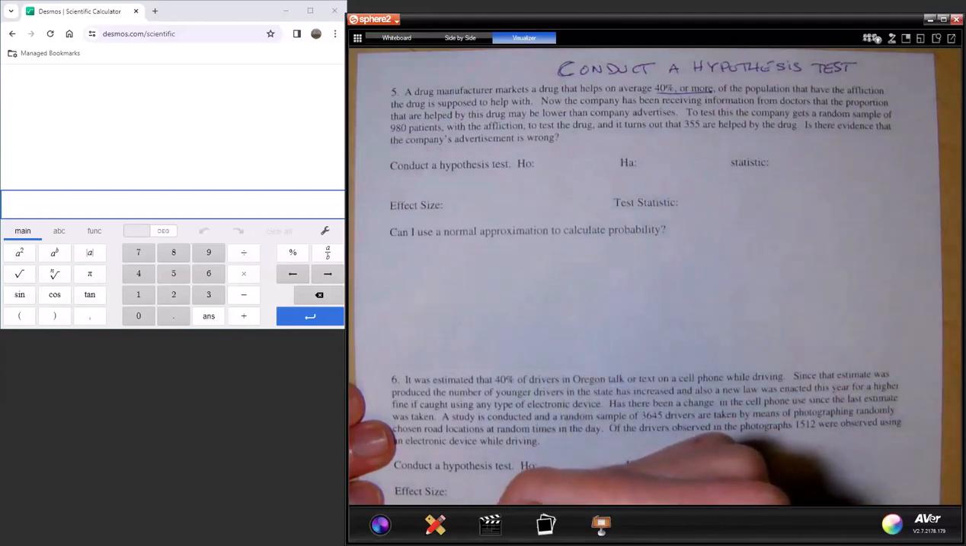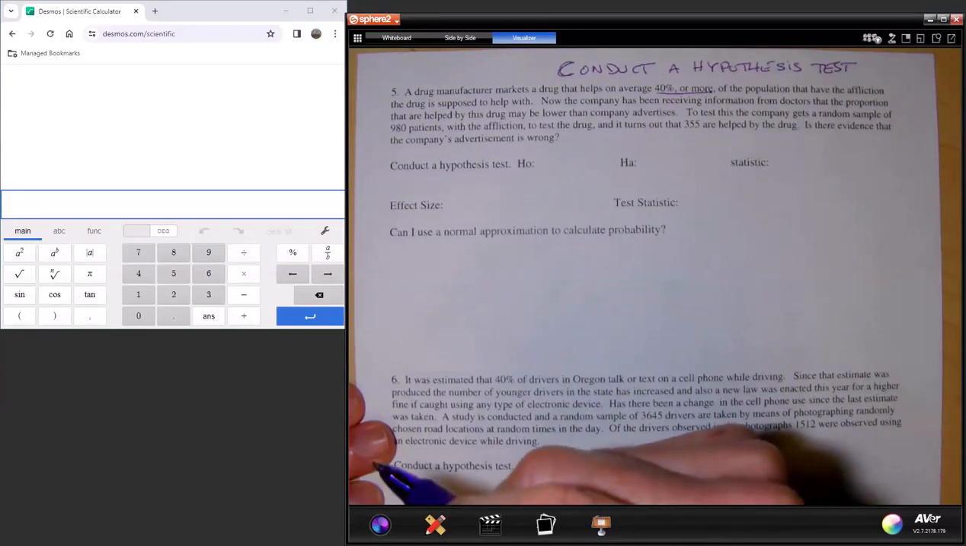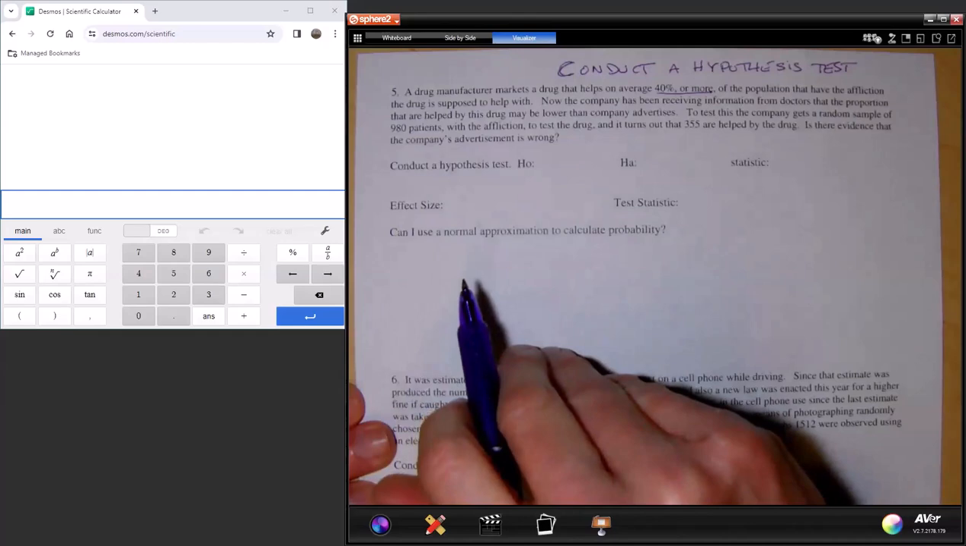lower than the company advertised. The test says the company gets a random sample of 980 patients with the affliction to test the drug, and it turns out that 355 are helped by the drug. Is there evidence that the company's advertisement is wrong? So now, where to begin?